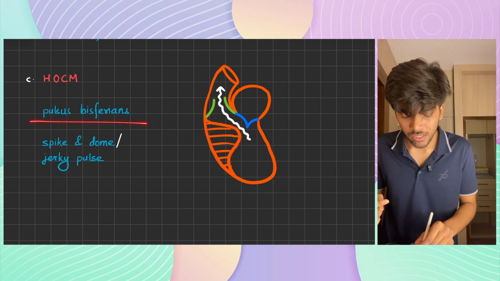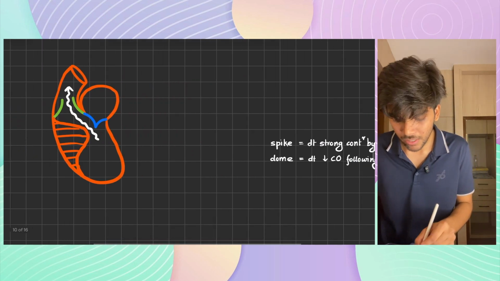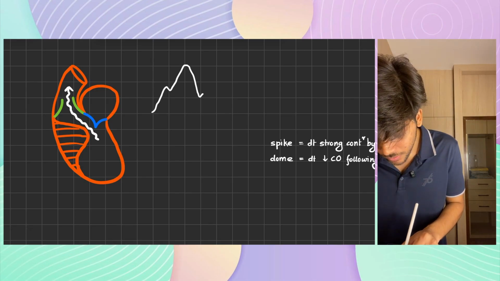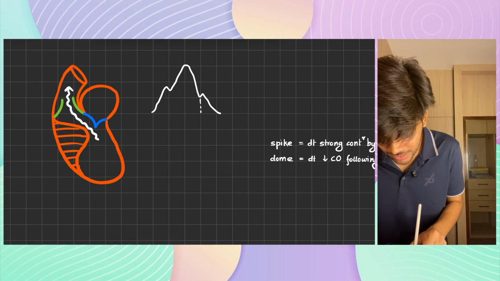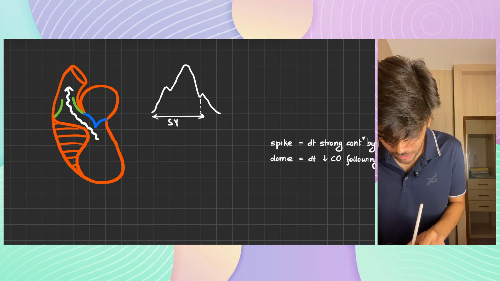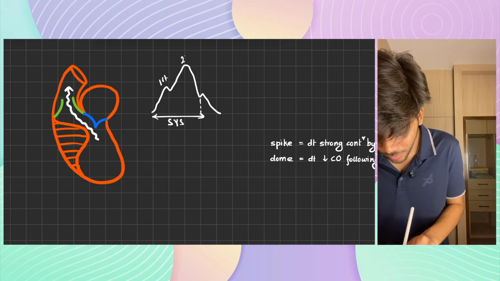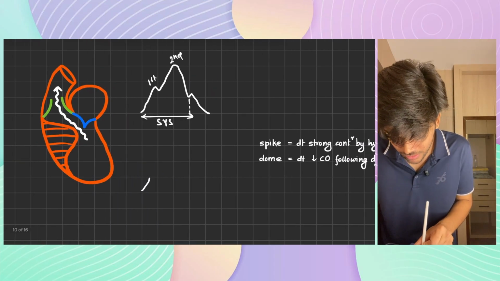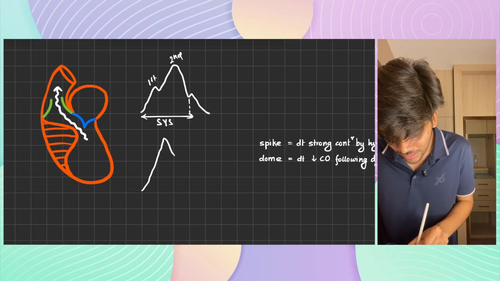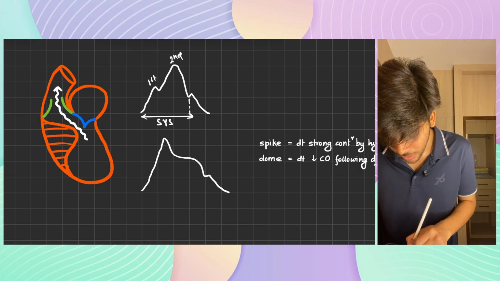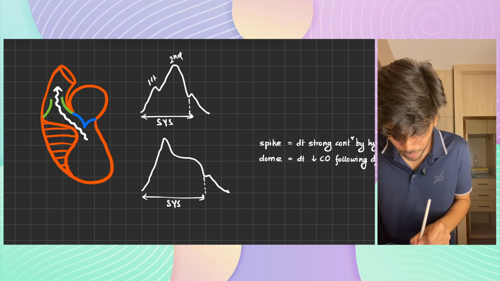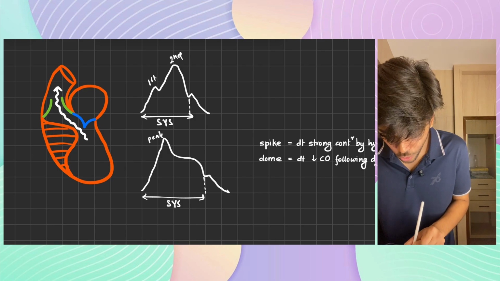It gives us pulsus bisferiens. In pulsus bisferiens, what did we have? We had 2 peaks in systole itself. First peak and second peak. And you also get spike and dome. Spike and dome means there's a sudden rise in pressure and then plateau. Here is systole. Within the systole, there is your peak and then a dome.